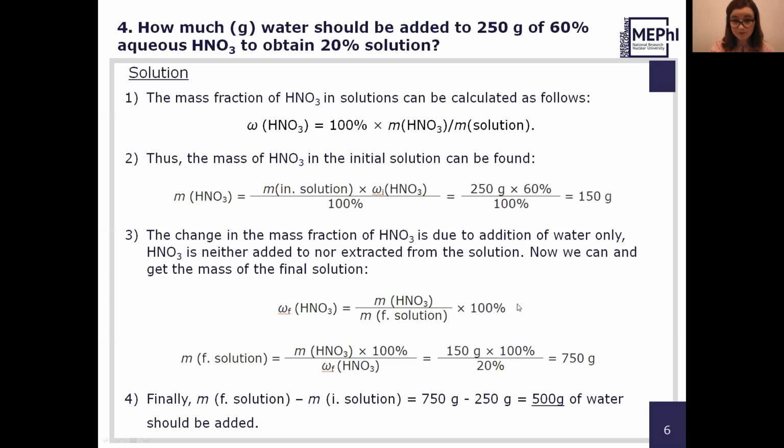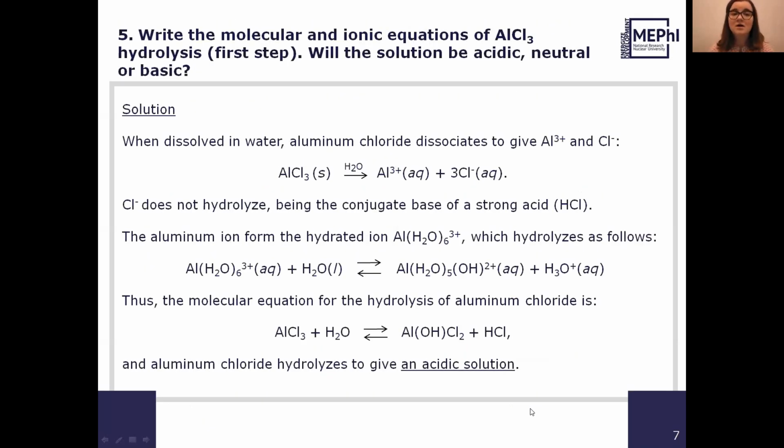Its mass fraction can again be expressed as the mass of the nitric acid divided by the mass of the final solution multiplied by 100%, and therefore the mass of the final solution can easily be found. We multiply the mass of the nitric acid, which is 150 grams, by 100% and divide it by 20%, which is the mass fraction of the nitric acid in the final solution, and we get 750 grams. Finally, we subtract the mass of the initial solution from the mass of the final solution, and we find out that 500 grams of water should be added to the solution. Again, as only 3 digits are given here, we give 3 digits in the answer only.